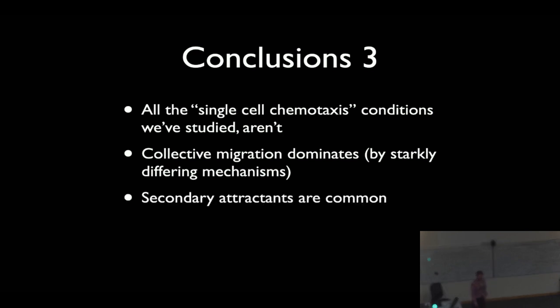And finally, it will, I'm sure, turn out that secondary attractants are very, very common. So when a cell sees one chemoattractant, it secretes more of that attractant or a different chemoattractant or an enzyme that breaks down chemoattractants.